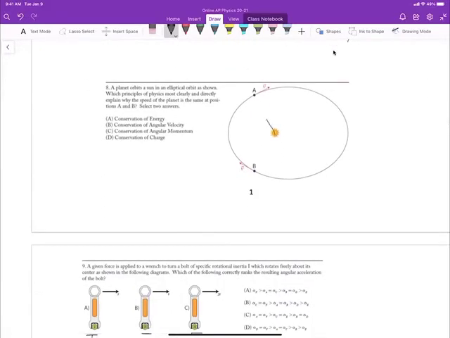All right. I have a comet or a planet that orbits a sun, and we want to know which principles of physics most clearly and directly explain why the speed of the planet is the same at positions A and B. Although it's hard to see, A and B are approximately the same distance away. That's my interpretation. There are only two physics principles we could use with the planet in orbit: conservation of energy and conservation of momentum.